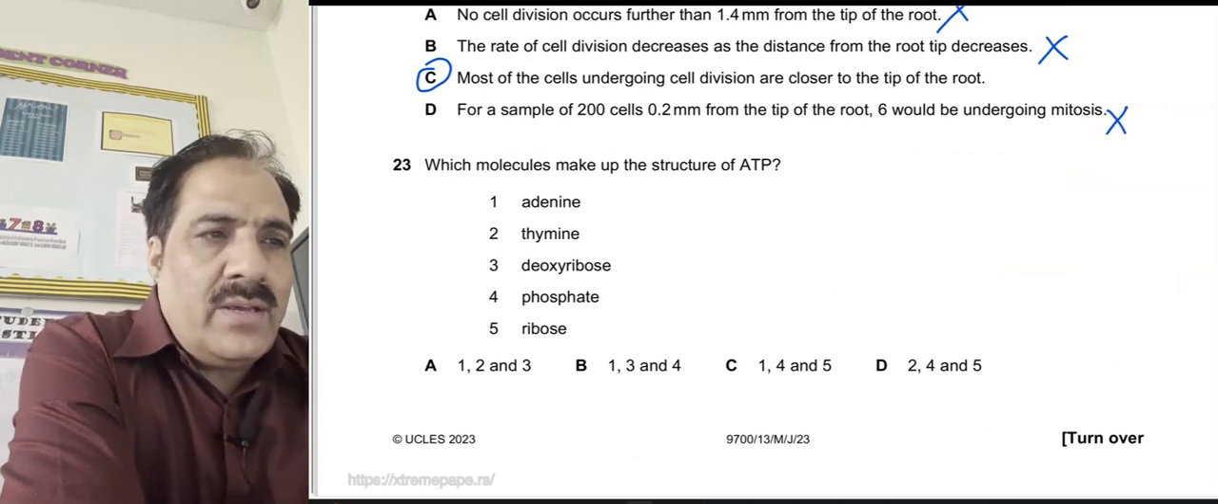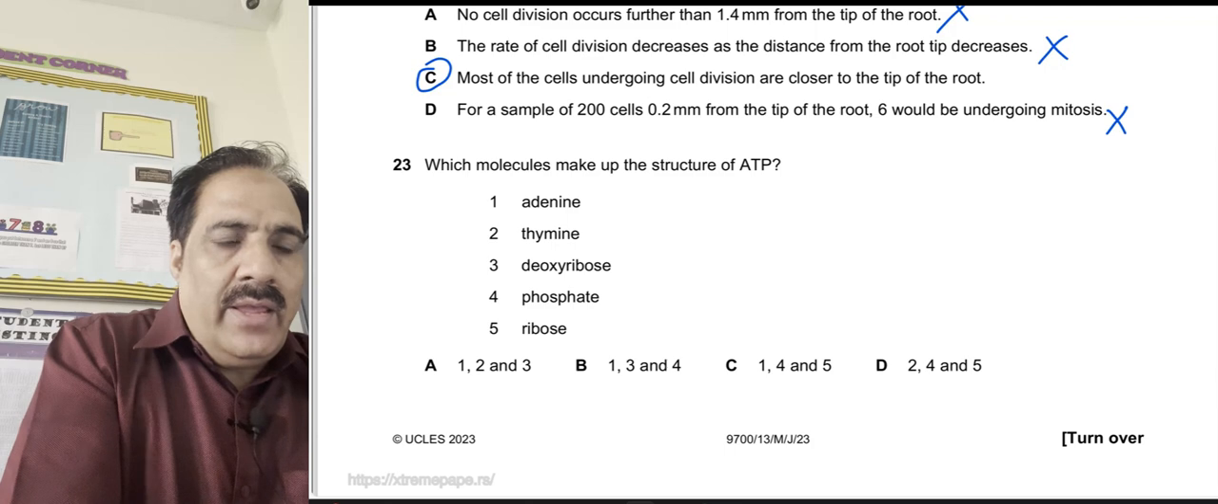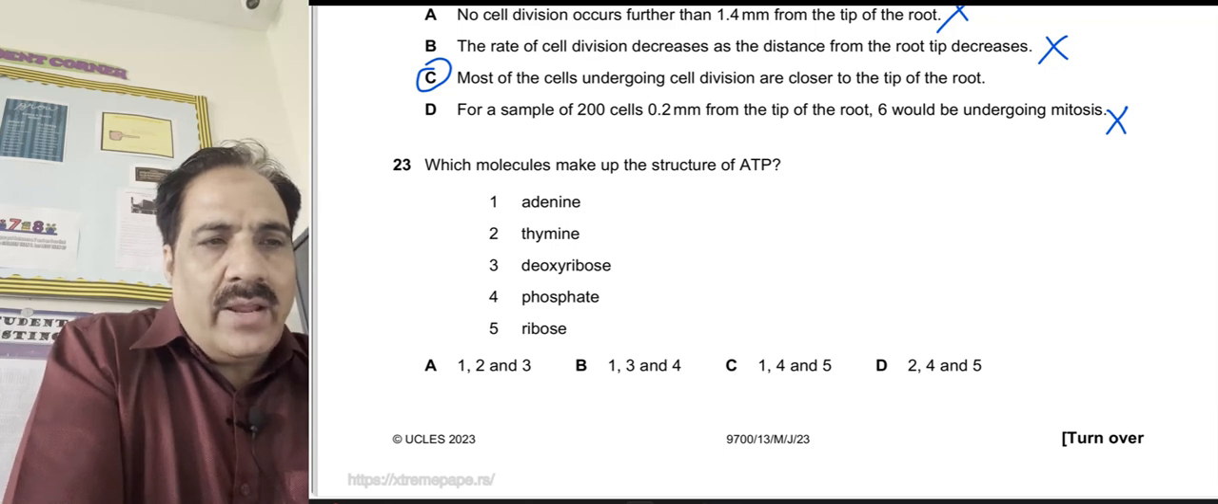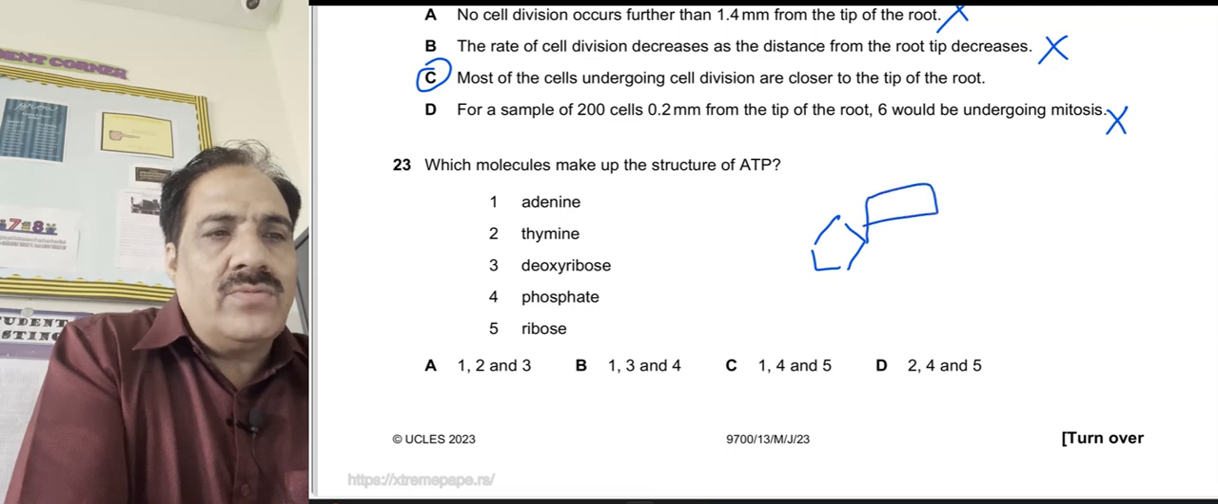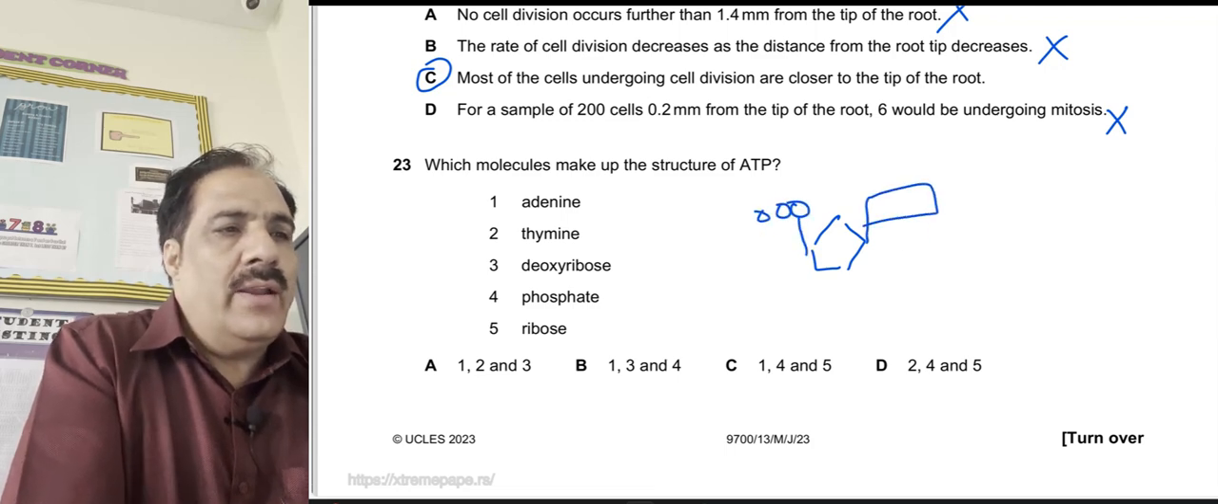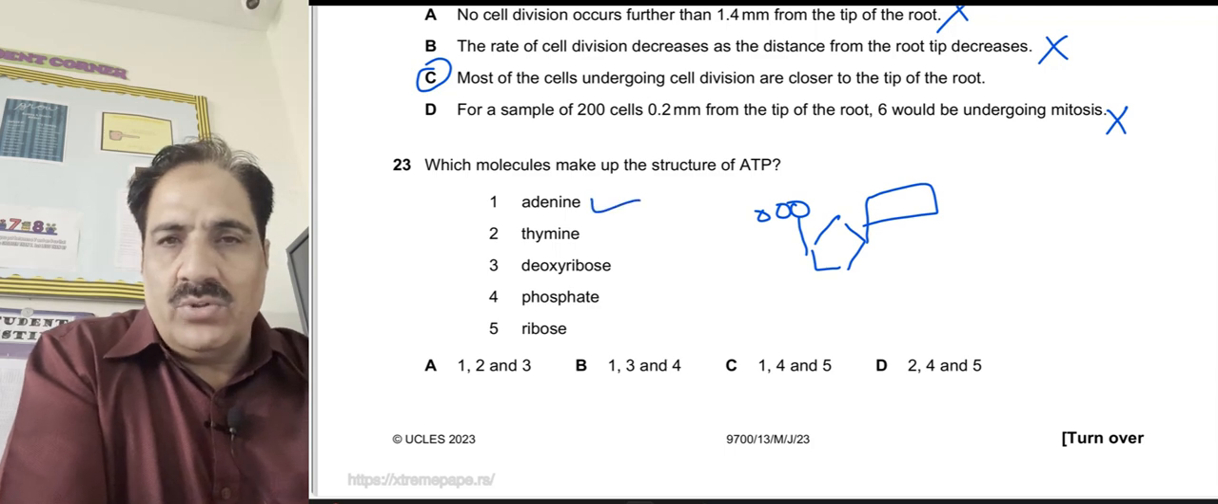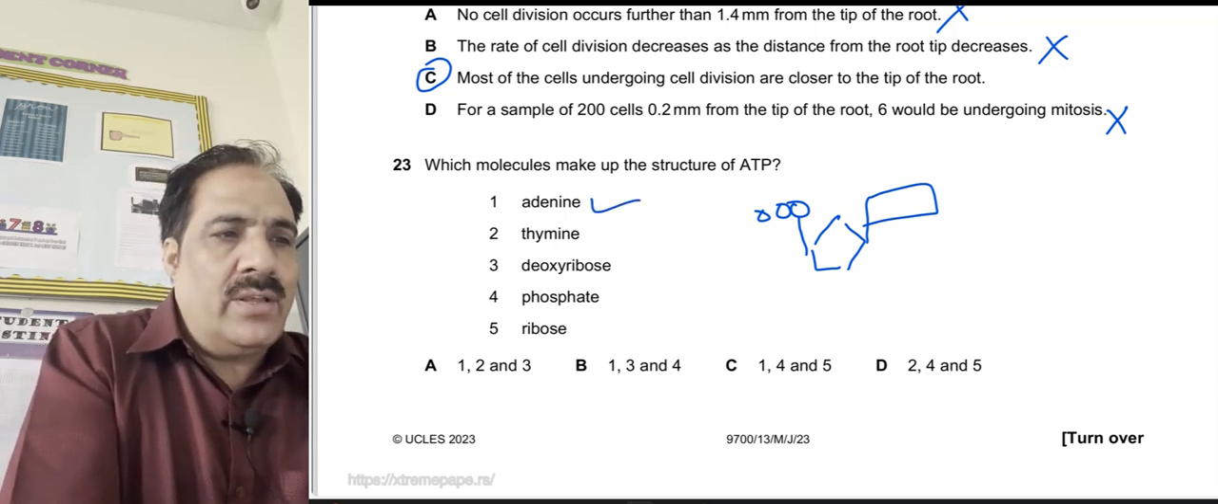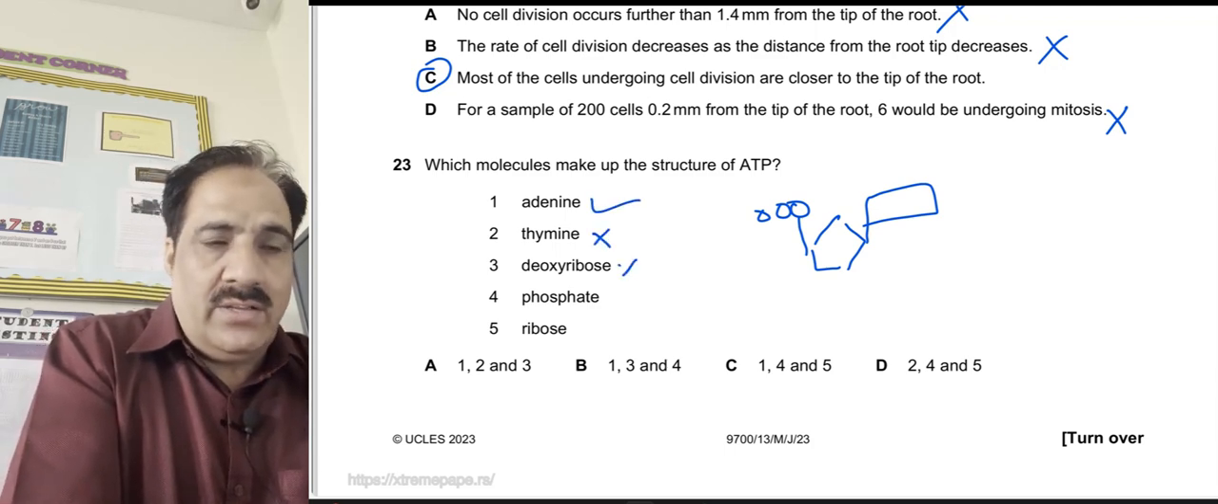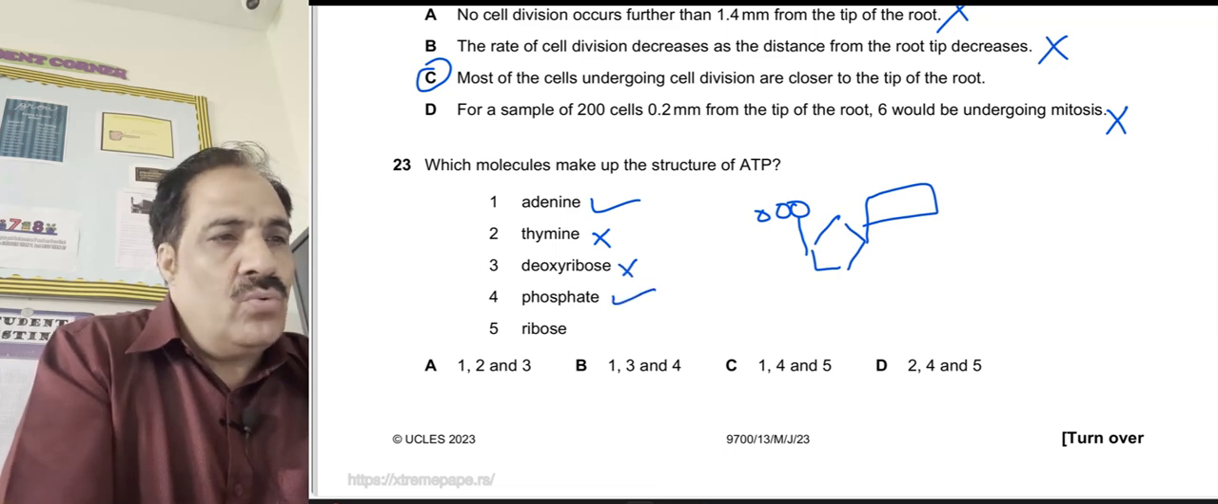Which molecules make up the structure of ATP? ATP, we know, has the ribose sugar, it has the adenine, and then it has 3 phosphate molecules, because ATP is adenosine triphosphate. Thymine is not there, deoxyribose is not there, phosphate is there, there are 3 phosphate molecules, and ribose. So 1, 4 and 5 means C is the correct option.